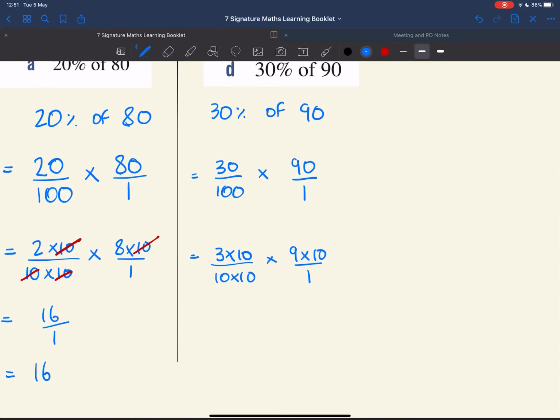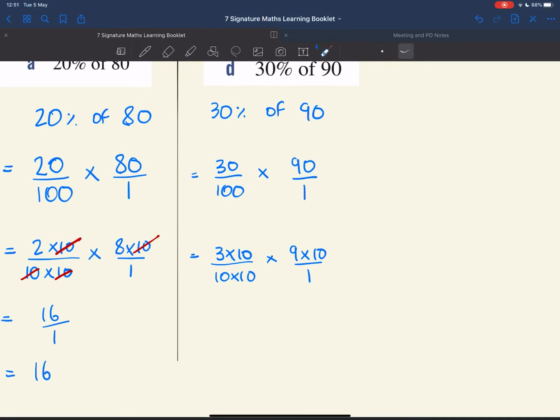All right, next, we cancel numbers out that we see on the top and bottom. So I can see a 10 here and a 10 here, a 10 here and a 10 here. And what I'm left with is 3 times 9, which is 27, 27 over 1, which we know is eventually going to be just 27, hey? There we go. So 30% of 90 is 27.